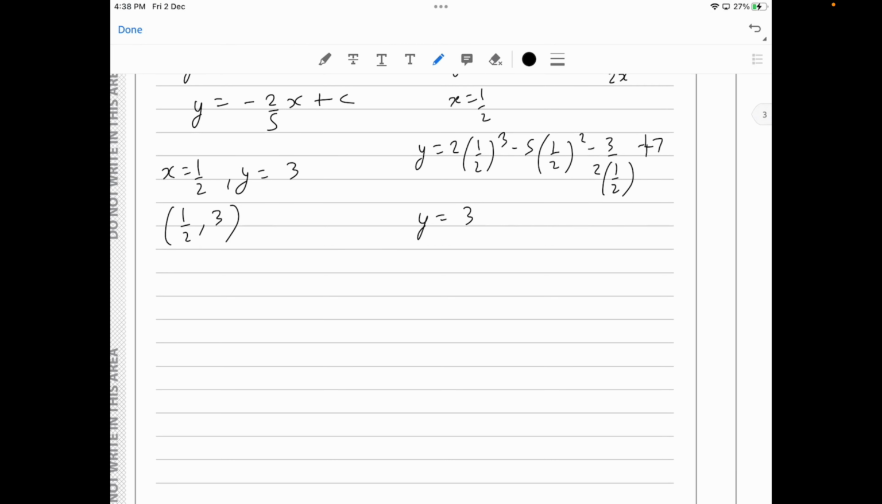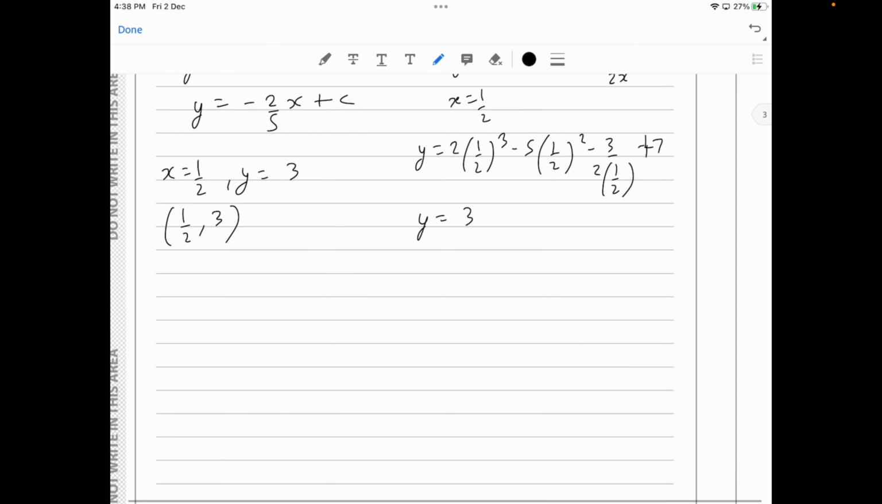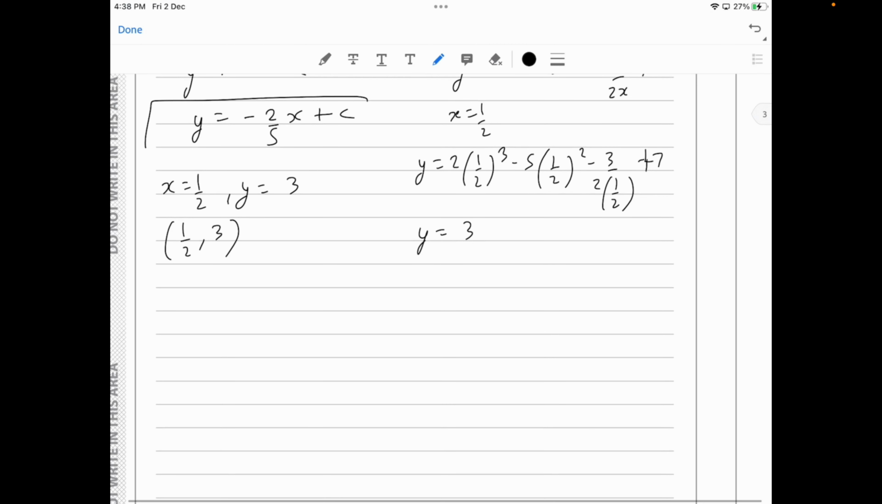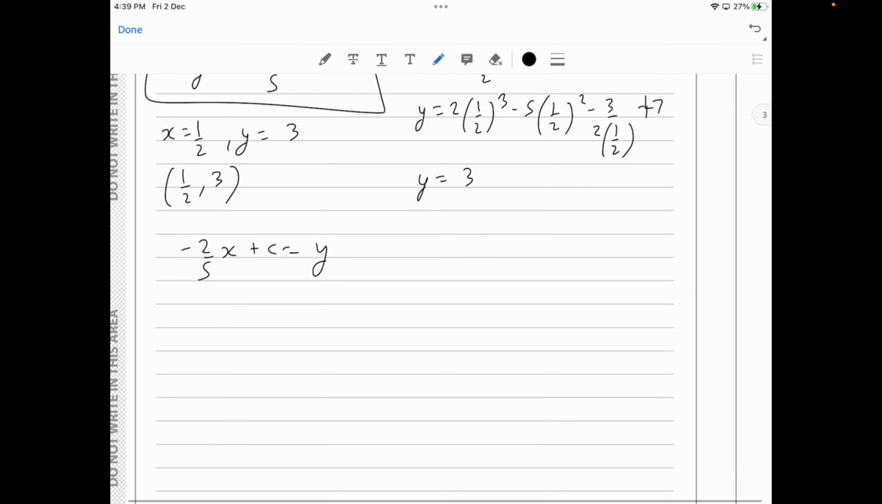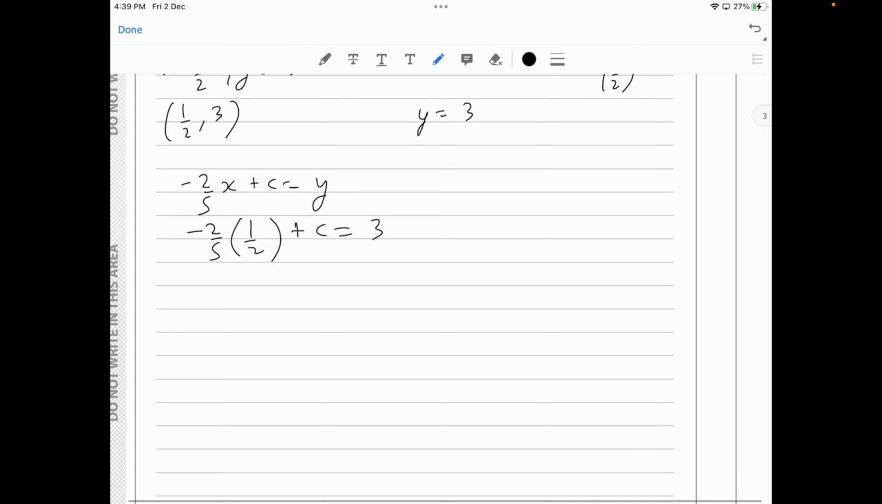Alright, so now once you do that, we know the coordinates of x and y. We have to find what c is. We can substitute the value of x and y into this equation. Indirectly, I'm just going to rearrange this as -2/5 (1/2) plus c is equivalent to y, which is 3. So indirectly, we're finding the value of c. Now, when you rearrange all of this, you're going to get c as 16/5. This is going to be the value of c.